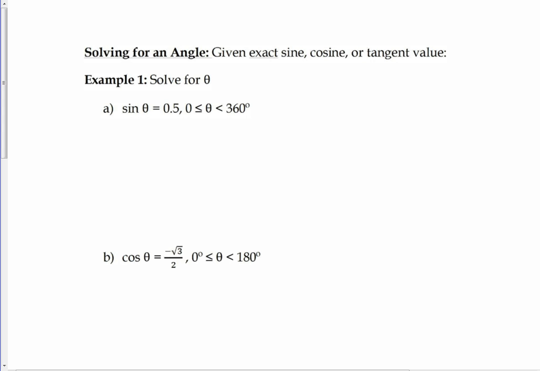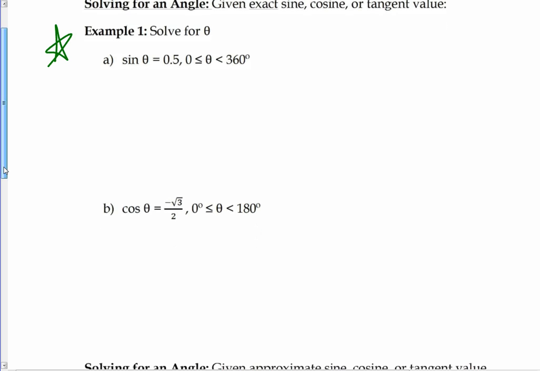Okay, the back side of your quiz on Tuesday is going to have questions like this, like 3 or 4 of them. So kind of important. So we can work backwards and use our special triangles to get our angles. But you can also use inverse. Okay, let's talk about this.